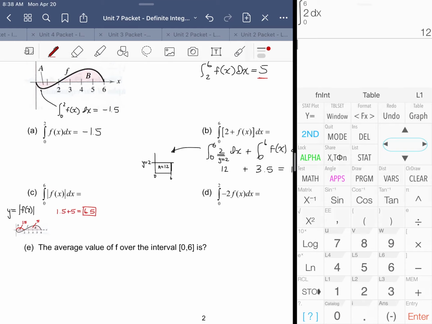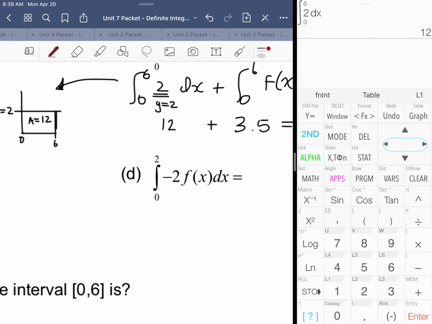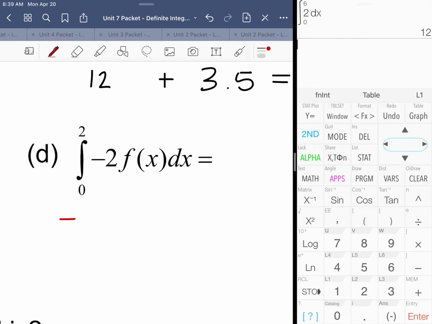And honestly, it was really because of that part of the problem, and for part E, that I made the executive decision to do this example for you. Part D is really just constant multiple again. We love constant multiples.